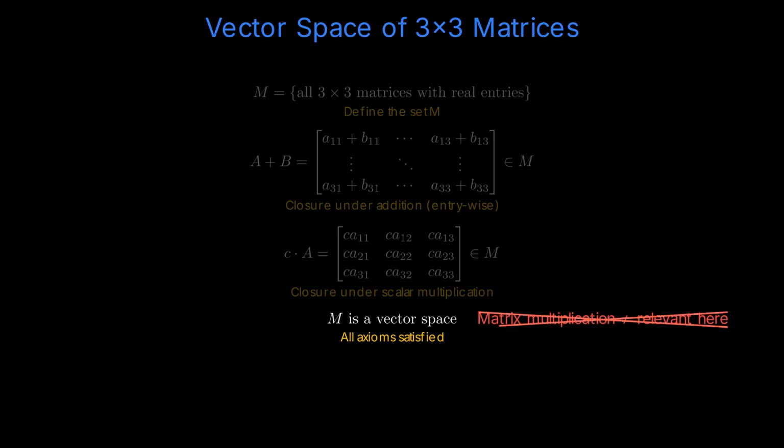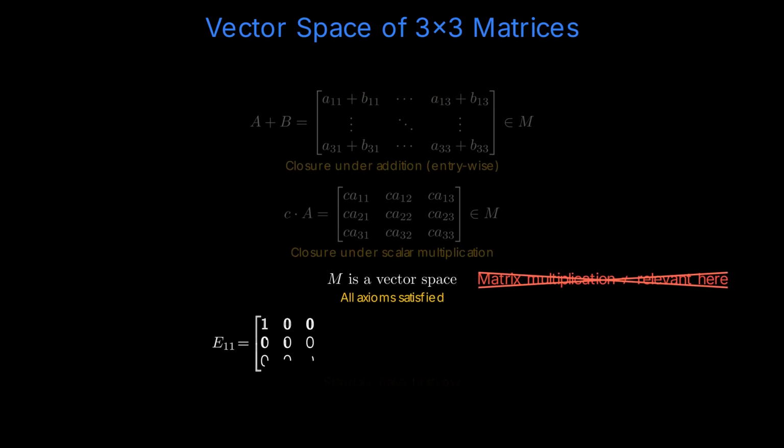One critical point: matrix multiplication plays no role here. It is an extra operation that matrices happen to have, but it is completely irrelevant to the vector space structure. Now, to find the dimension, we need a basis.